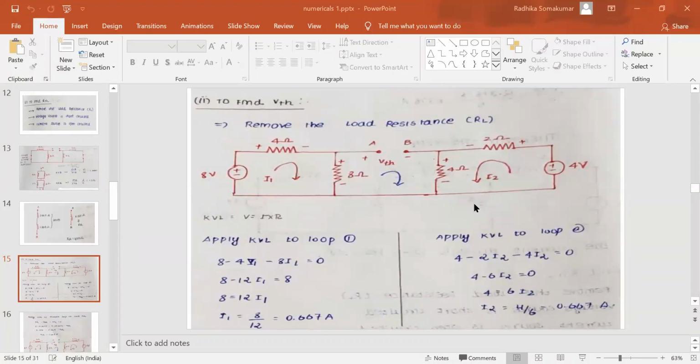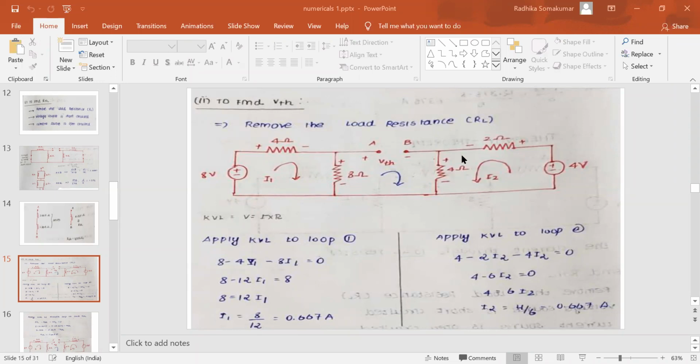So here, you have taken the current in this direction, correct? So what you can do is 4 minus 2I2 minus 4I2 is equal to 0. Now I'll just tell the other way also. In case you have marked your current in clockwise direction, here we have taken anti-clockwise. If you have marked in clockwise direction, how can you write? Can anyone say?